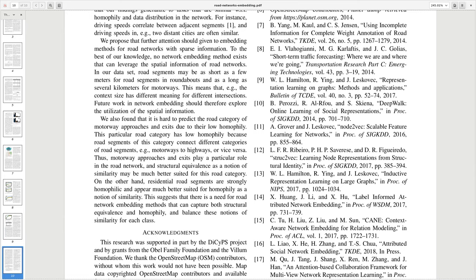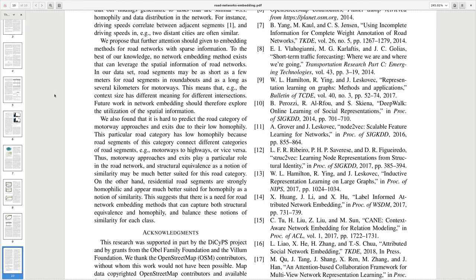We also found that it's hard to predict the road category of motorway approaches and exits due to their low homophily. This particular road category has low homophily because the road segments of this category connect to different categories of road segments, for example, motorways or highways or vice versa. Thus, motorway approaches and exits play a particular role in the road network, and structural equivalence as a notion of similarity may be much better suited for this road category.